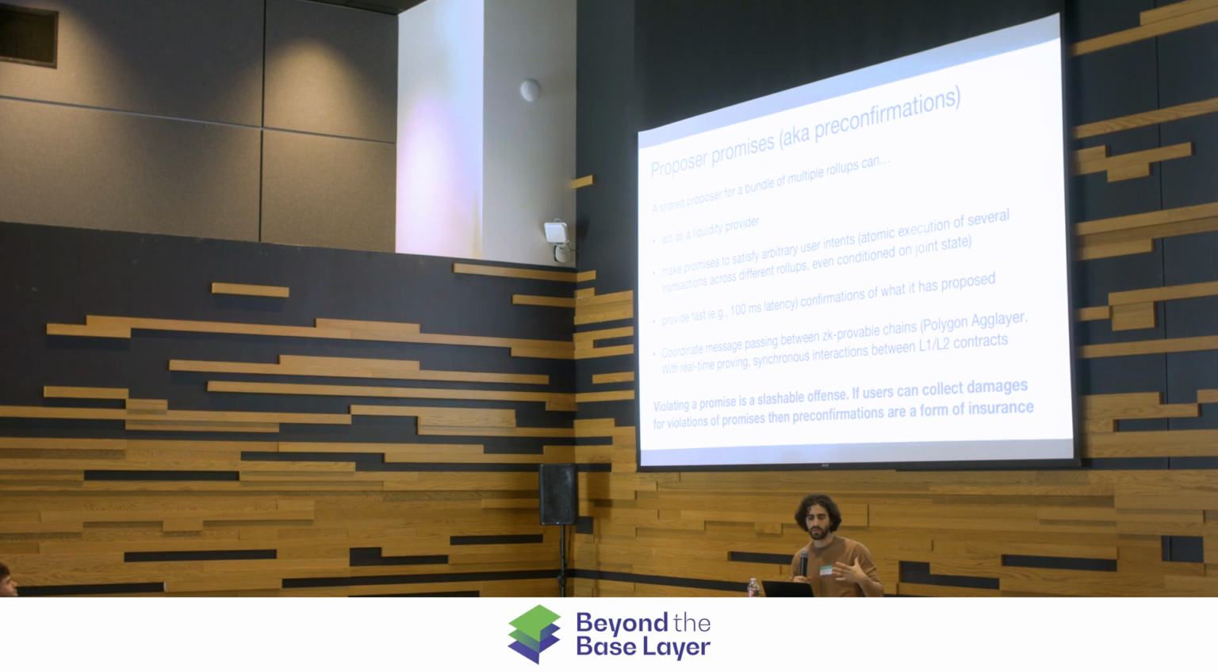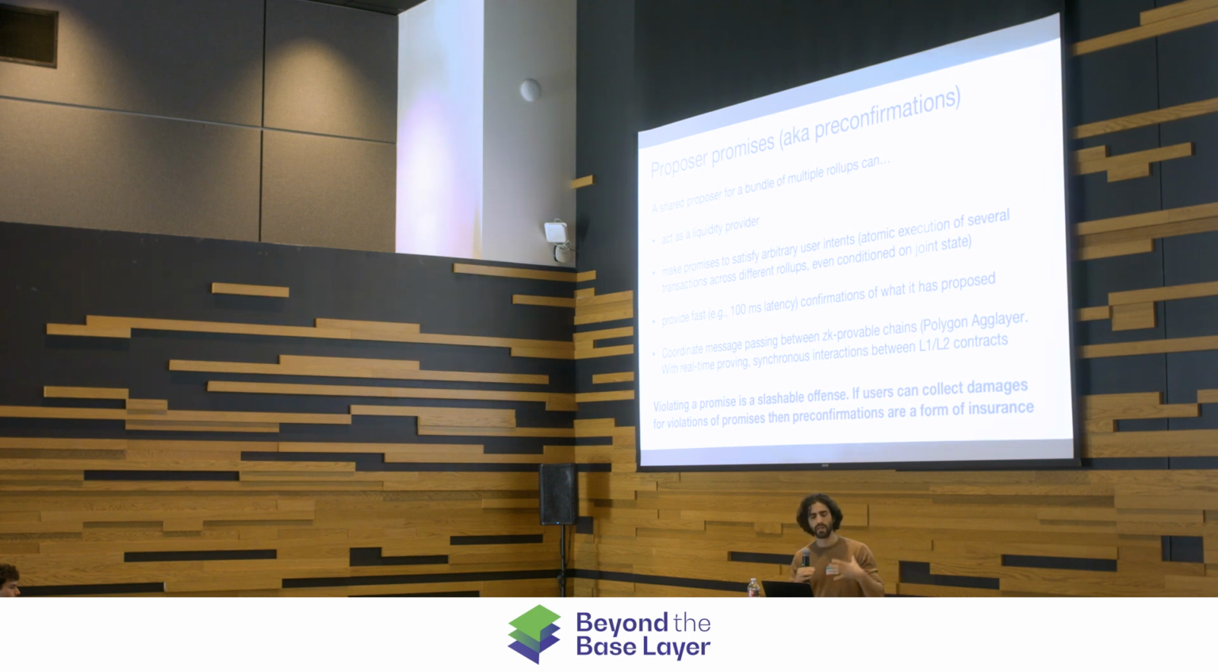These promises are also known as pre-confirmations. So a shared proposer for a bundle of multiple rollups can act as a liquidity provider. It can make promises to satisfy user intent, such as atomic execution of several transactions across different rollups, even conditioned on the joint state, like conditioned on the price of an asset on some Uniswap oracle on Ethereum. It can also provide very fast confirmations within less than a second of what it has proposed. And if you trust it and you trust the collateral that it has staked beyond its promise, then you can get extremely, extremely fast finality for your transaction.